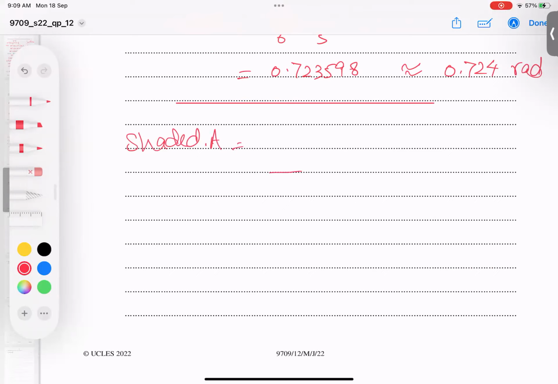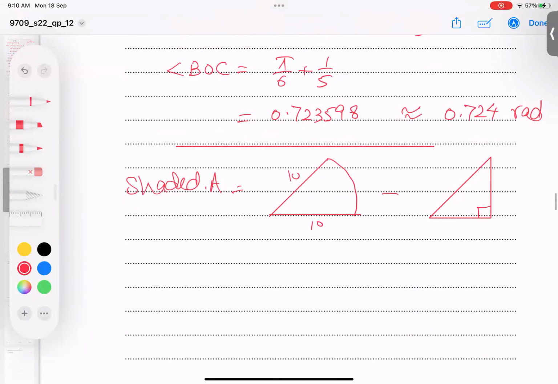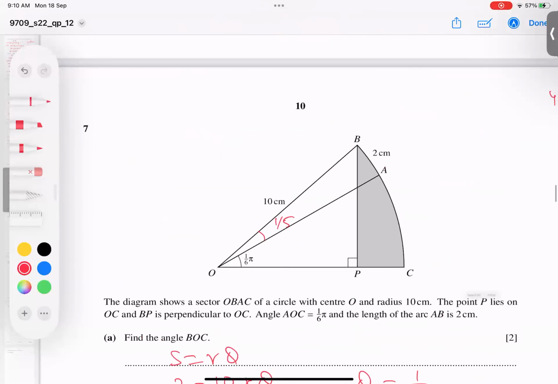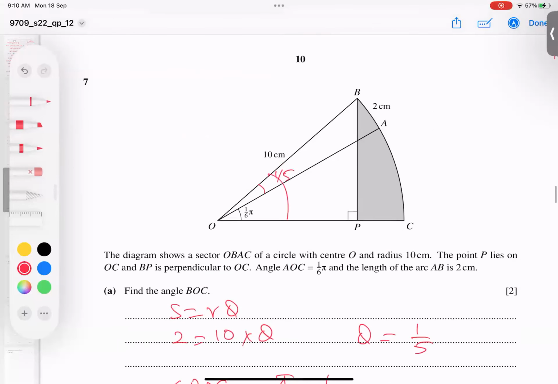So we have a sector area minus triangle area. The angle is 90 degrees, and the radius is given here as 10. And you can see that this is 10 also. So this is a 10. And this angle I got, the full angle, 0.724, and this angle is also the same, 0.724. I think all students are understanding, because I have the total angle.